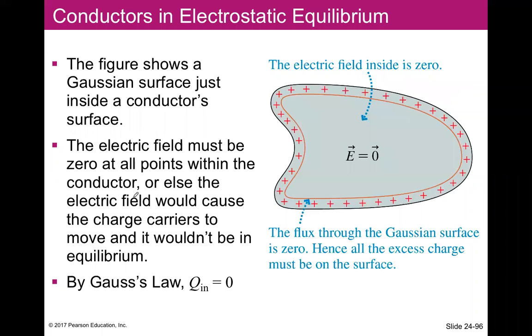Now let's see some features of conductors using Gauss's law. Here is a figure which shows a Gaussian surface inside the conductor's surface. Let's say this black line shows the shape of the conductor. In the conductor, you have a red surface, which is an imaginary closed surface. Therefore, it can be considered a Gaussian surface.